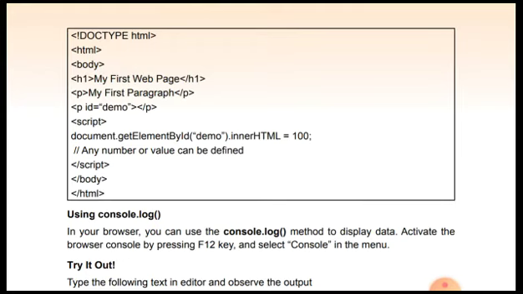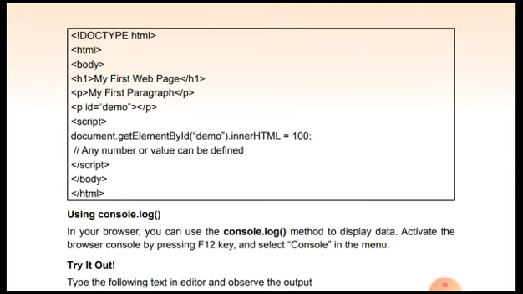We write document dot getElementById demo, then dot innerHTML. By using the innerHTML property with the dot operator, we are setting the value we want, which here is 100. We want 100 to be set as the content of the paragraph with the id demo. So how did we do this? We first passed the id of the paragraph, demo, in the getElementById function, and then we used the innerHTML property for setting the value as 100.